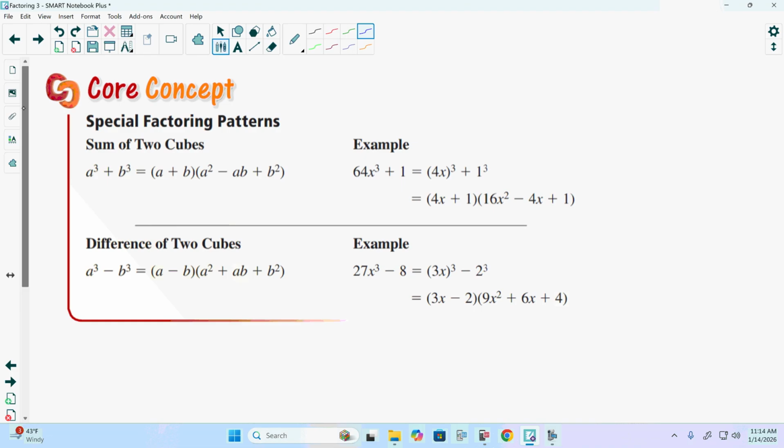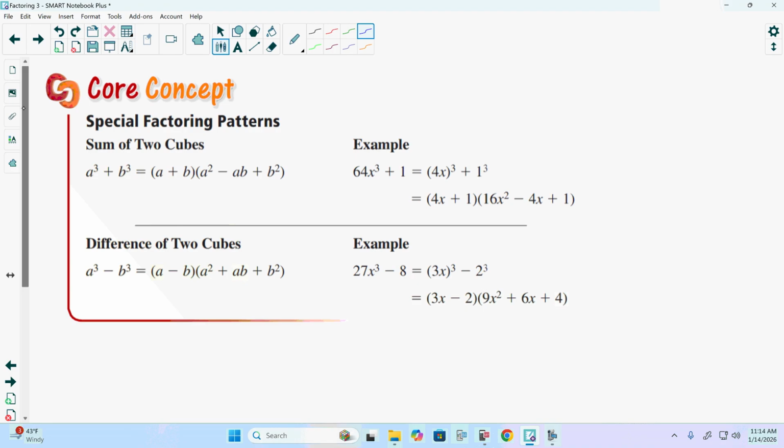Now, one of the new factoring methods we will learn is this one here. Sum of two cubes and difference of two cubes. We do have both sum and difference. And this works if the two terms are perfect cubes. They are a term or number that can be multiplied by itself 3 times.